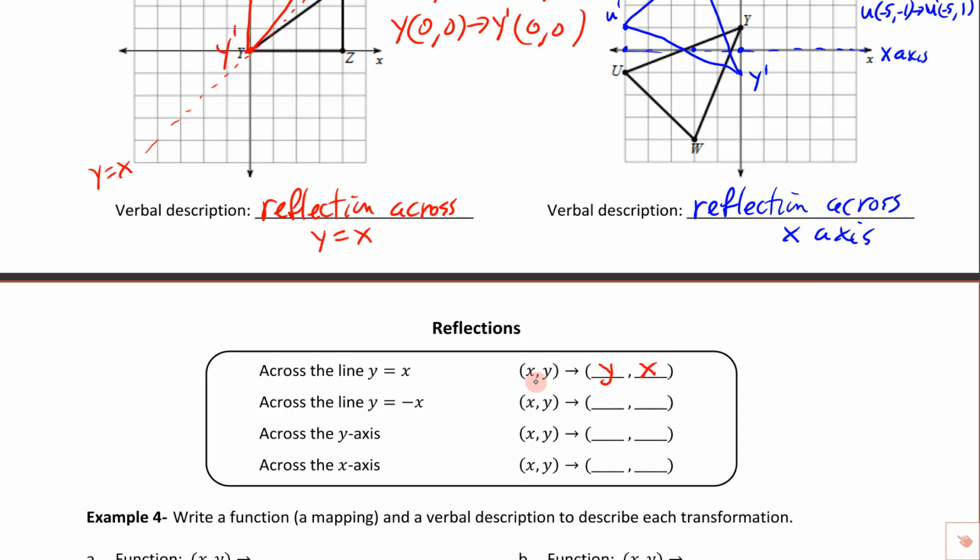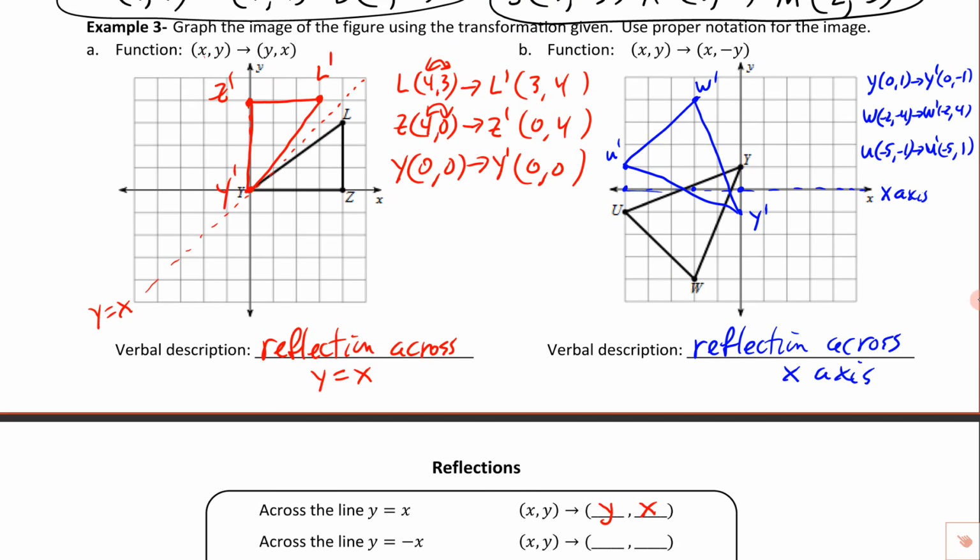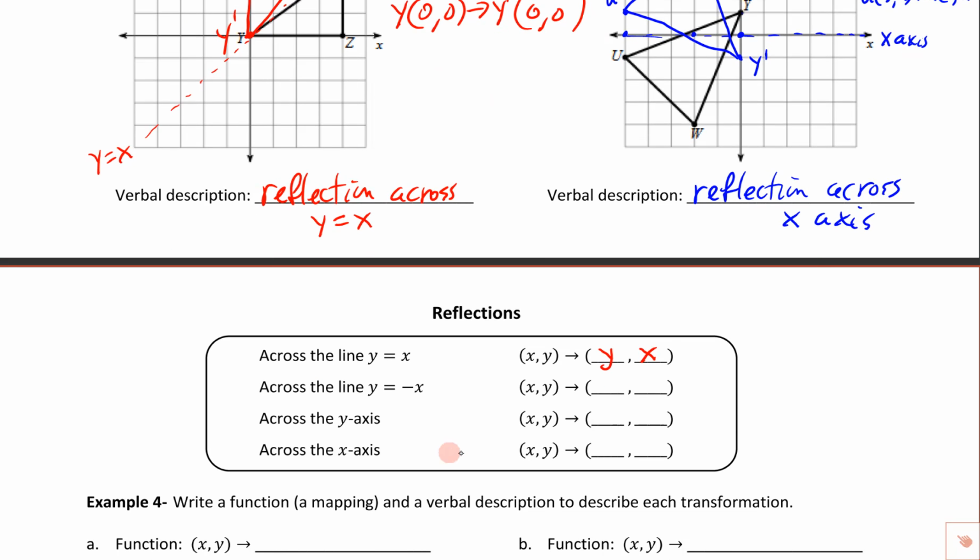Okay, this one right here that was a reflection across the x-axis, let's see what happens here. The x stays exactly the same, and it's the y coordinate that changes sign. So across the x-axis, it's the x that stays the same and the y that becomes the opposite of what it used to be. And I think we did one of these up above, but if not, the x changes sign and the y stays the same.